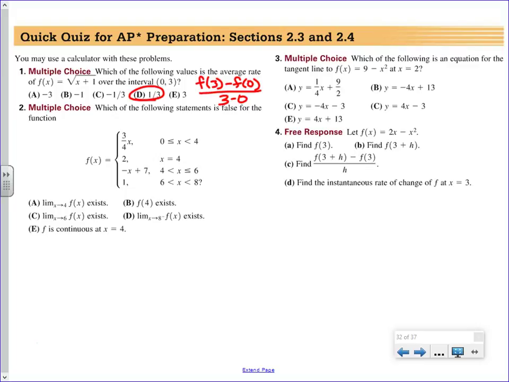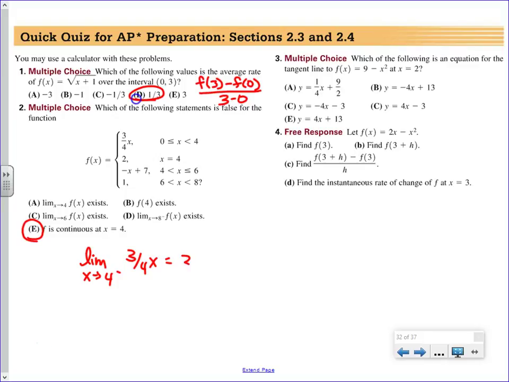Number 2, Amanda Johnson, what'd you get? E. How come? Because F is not continuous at x equals 4. The limit is not equal to the function value. What'd you get as the limit as x approaches 4? Coming from the left is 3. Coming from the right is 3. But F of 4 is not equal to 3. Okay, there you go.